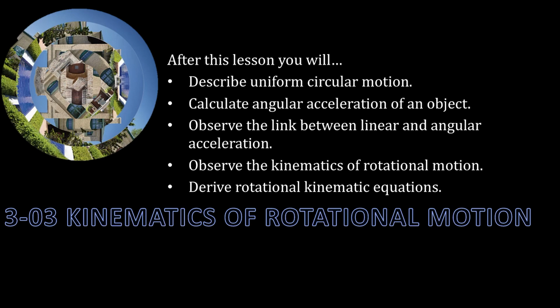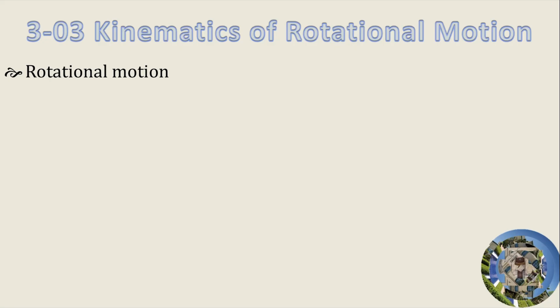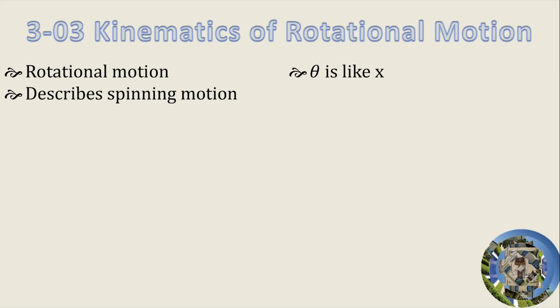Lesson 3.3, Kinematics of Rotational Motion. Rotational motion describes spinning motion. When we use rotational motion, theta is like the x. x equals r theta is position. So theta is how many angles it is rotated. x is the distance it has gone.